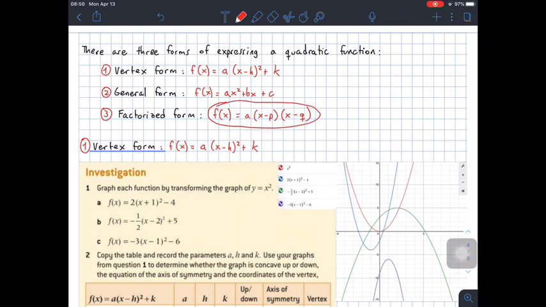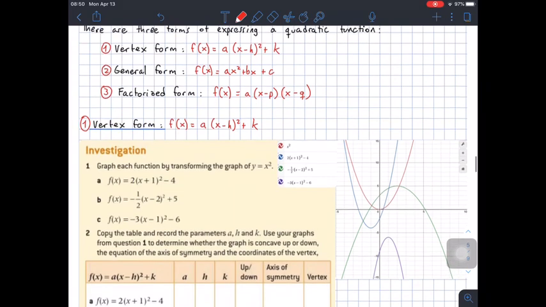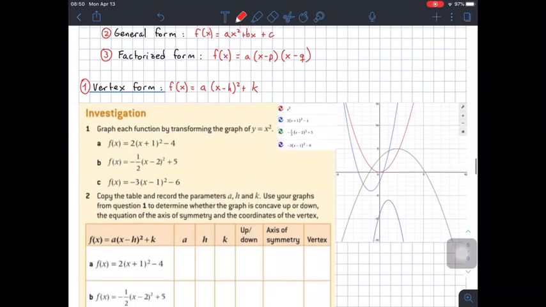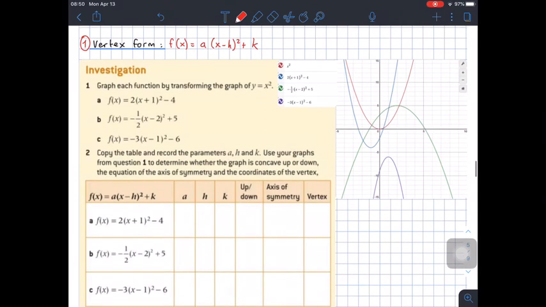We're going to see each of these forms, and we're going to understand what all of the different letters mean, okay? ABC, AHK, APQ, we're going to see all of that. What does each represent, and how are all of these forms of expressing a quadratic function useful for us? Okay, so let's start with the vertex form. f of x equals a times (x minus h) squared plus k.